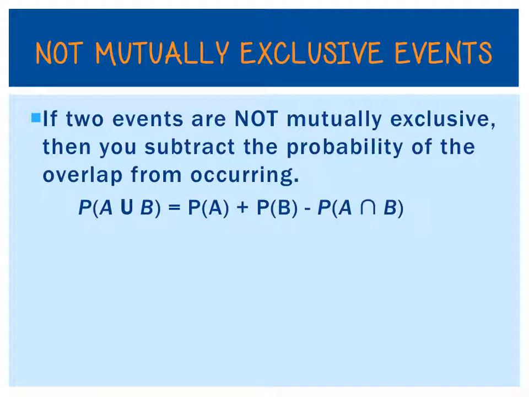Not mutually exclusive events. This is what we just said. So it's something like a 5 and a heart, or a jack and a red card. Those things can both happen. They can both not happen, but they can also both happen.